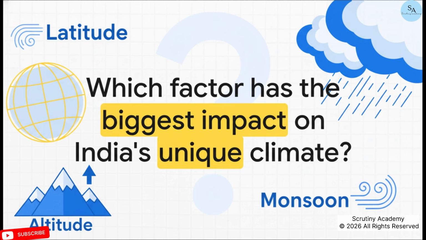Now I'll leave you with a final thought. Of all the things we talked about, latitude, altitude, the monsoon itself, which one do you think has the single biggest impact on India's climate?